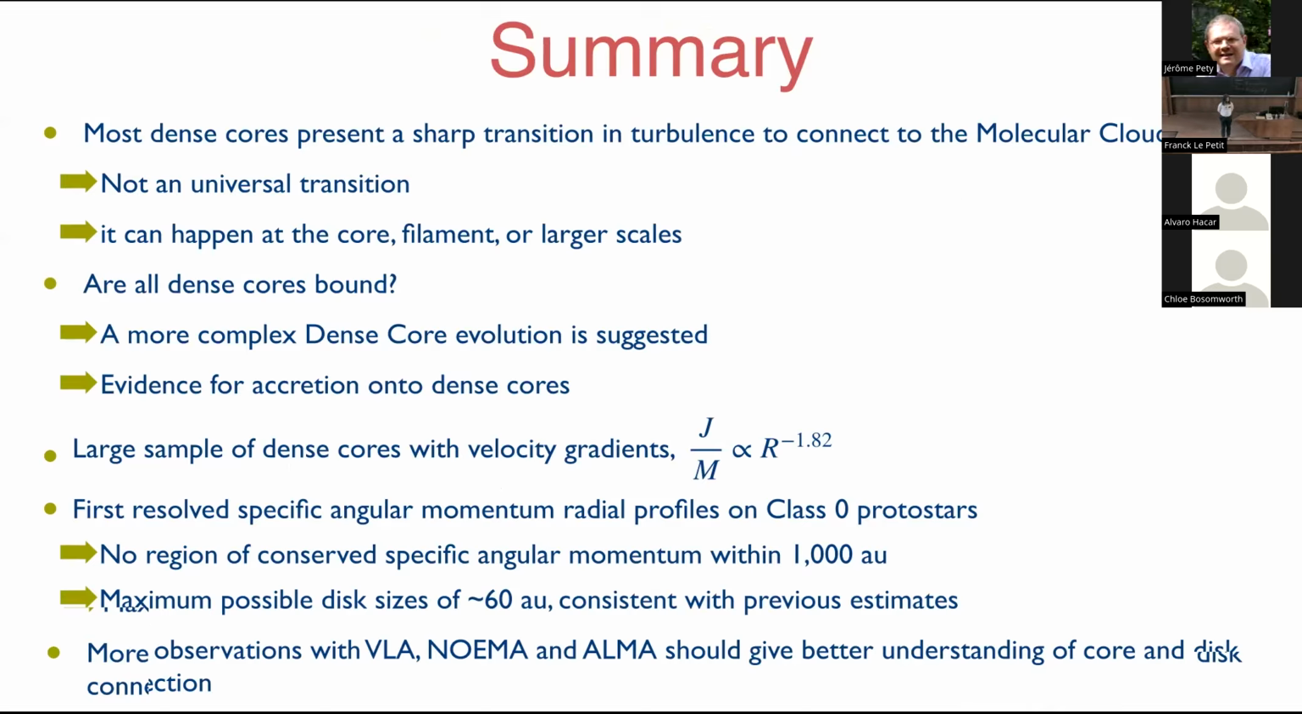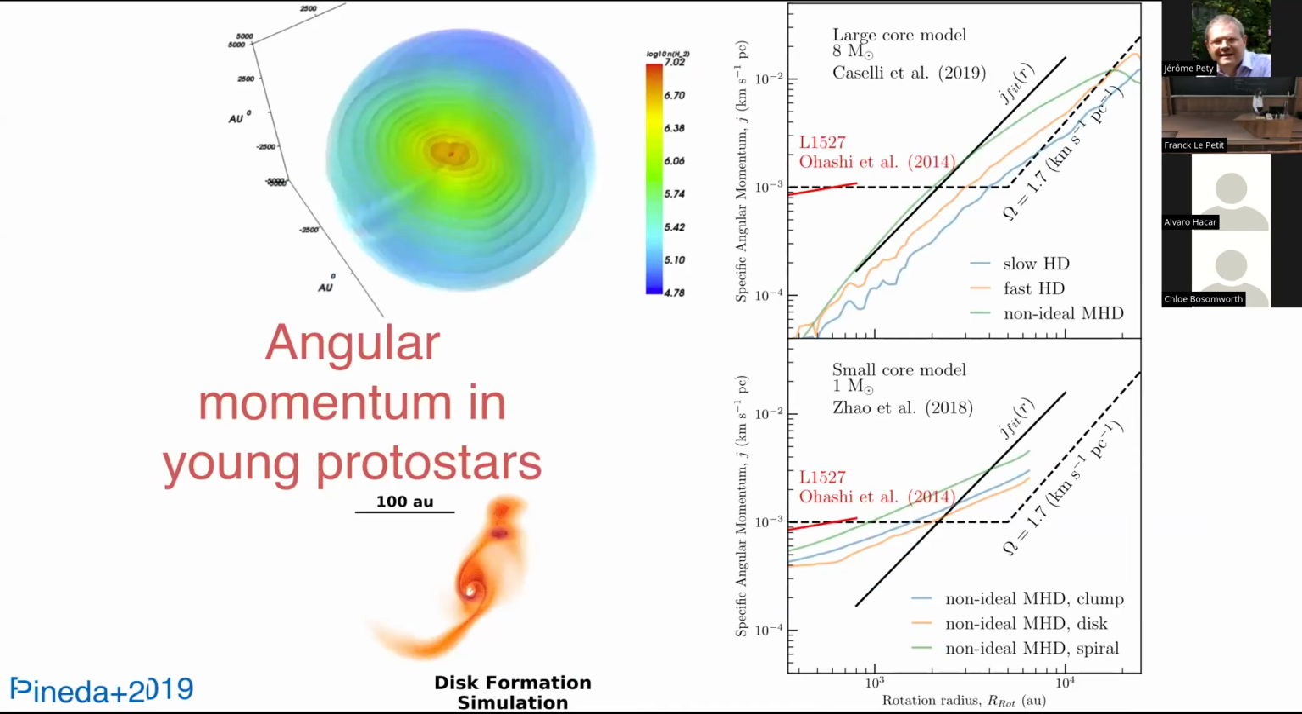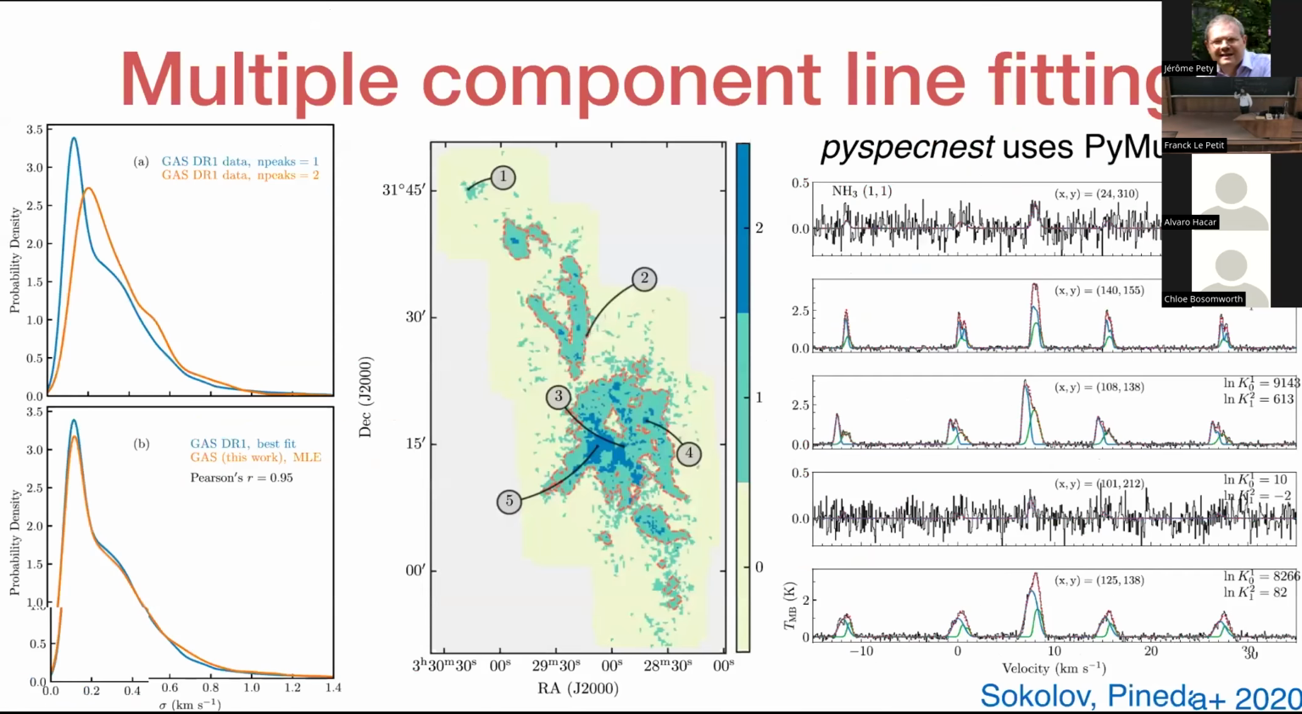Thanks, Jaime. Just wondering, a quick question, if you see multiple velocity components in the ammonia, because you sort of said you could get the centroids and the line widths, and I just wondered how that might impact your dispersion measurements.